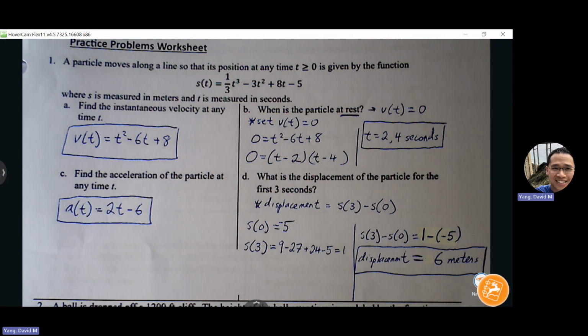So 3 is a test point we can choose. 3 minus 2 is positive, 3 minus 4 is negative. Positive times negative is negative. There's a change in direction here. So he stops, he moves to the left for 2 seconds, and then let's see what happens at 5.